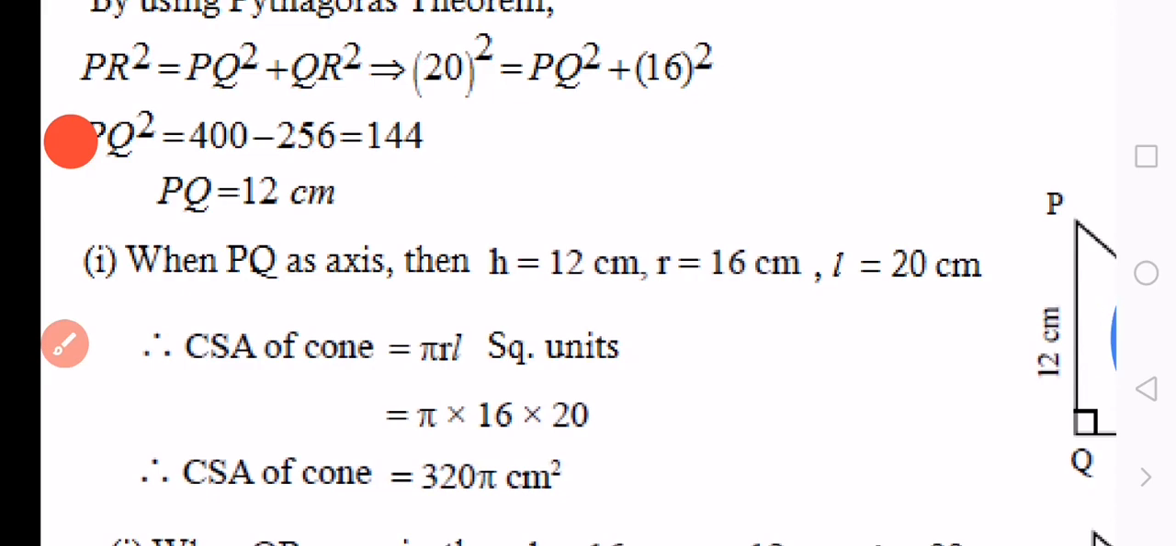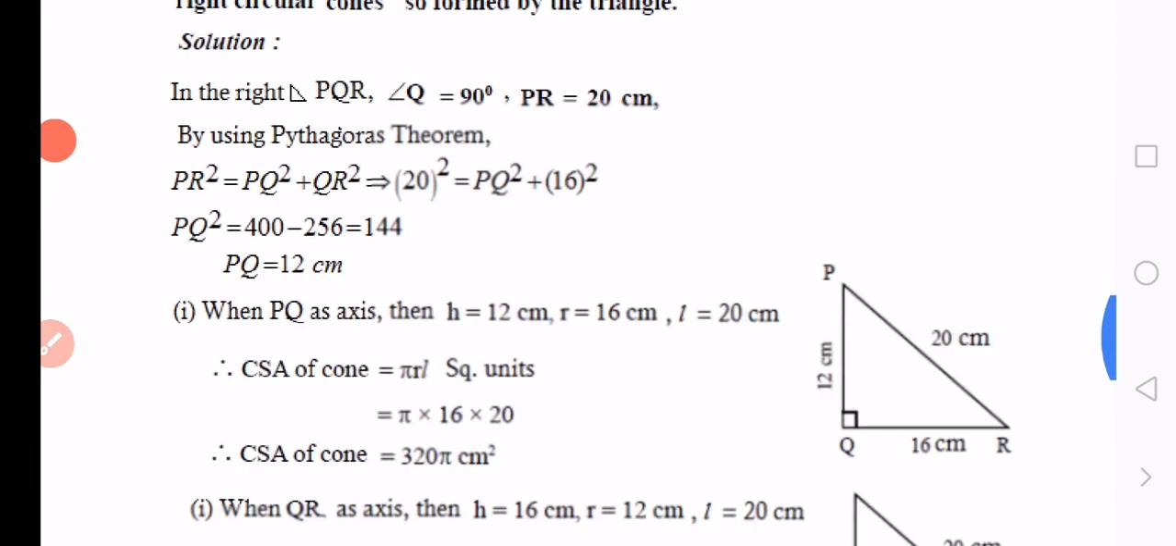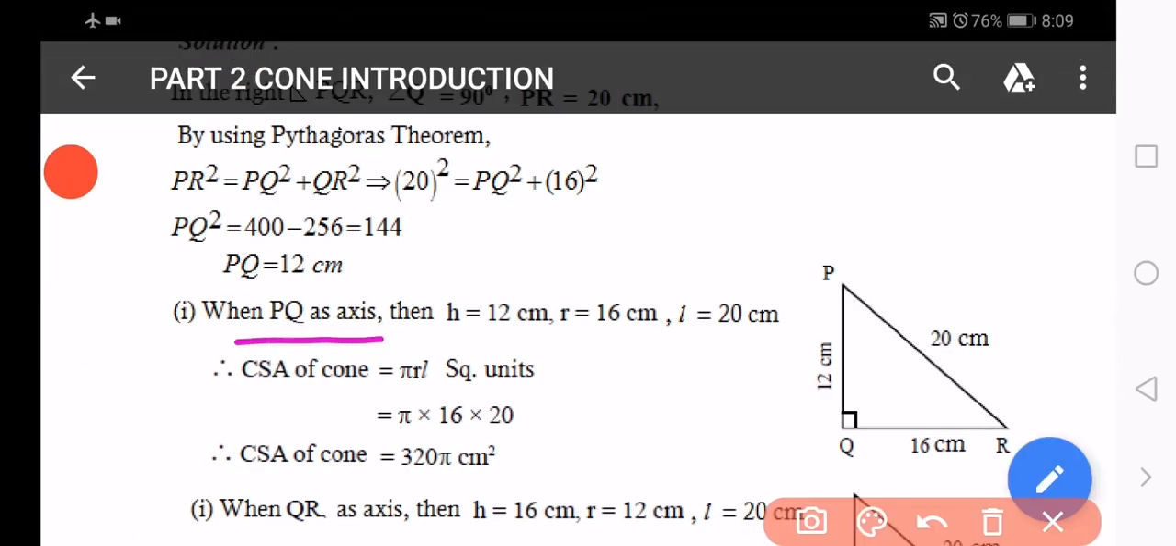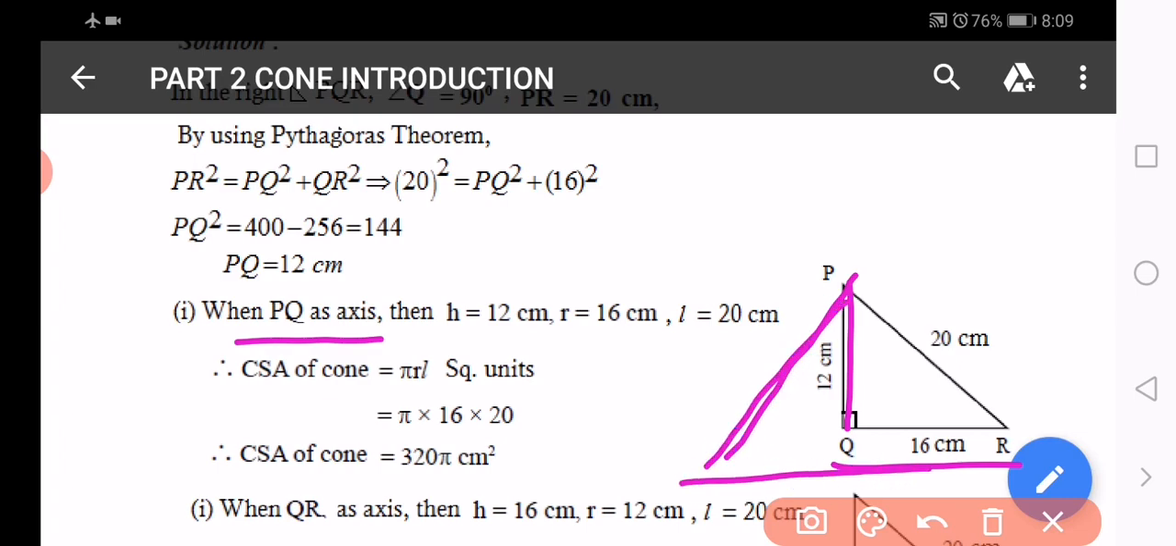First, we take PQ as axis, a vertical line, which means QR is the base. If we rotate the side PR about PQ as axis, one cone is formed. Rotating PR from right to left, we form the cone.